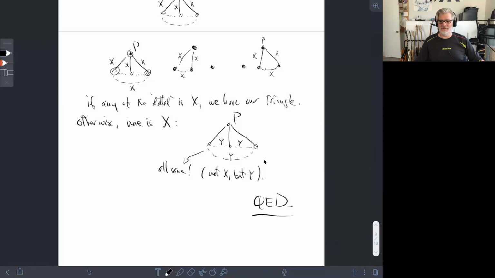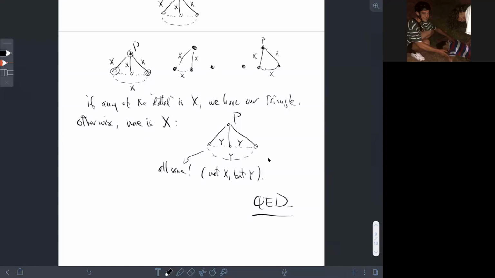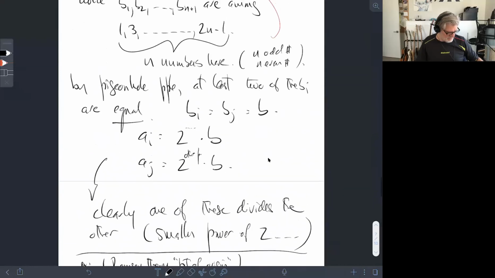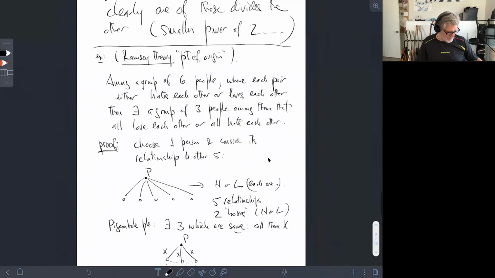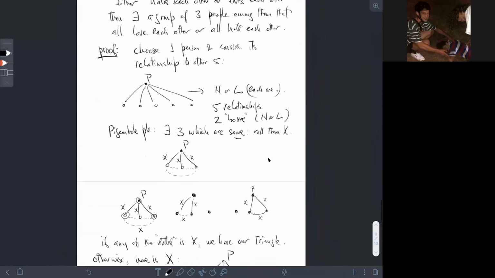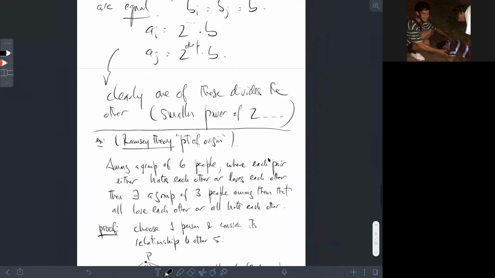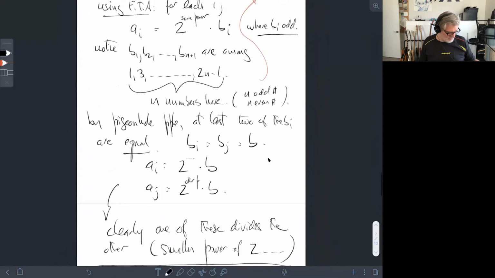Can I see the second proof again? The division? Same example, or which example? The one before Ramsey's theorem. Okay, so this one.